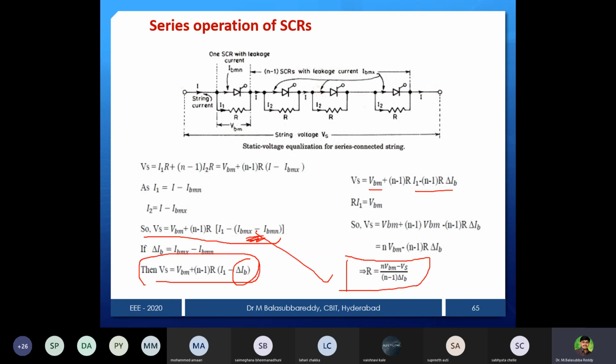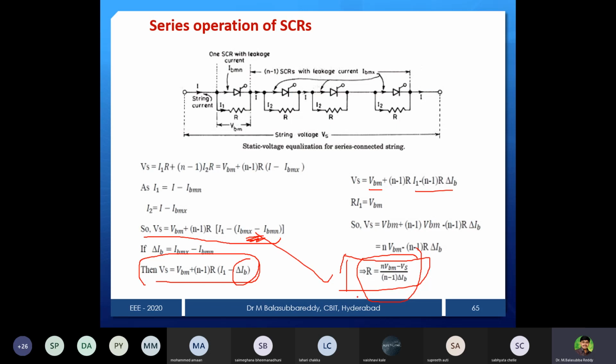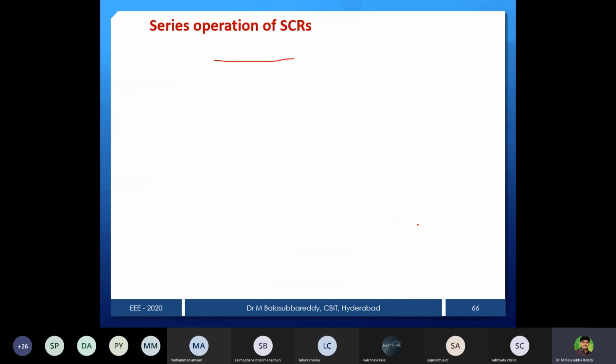Based on that also, your resistance value is going to be different. So this is the value I have to connect in parallel with each SCR. Any number of SCRs you can connect in series, but if you connect this value in parallel, the voltage shared by each SCR will be the same. To do that only, we made it equal. That's what I mentioned here. R is calculated, R means this value: (N V_BM minus Vs) by (N minus 1) into delta IB.